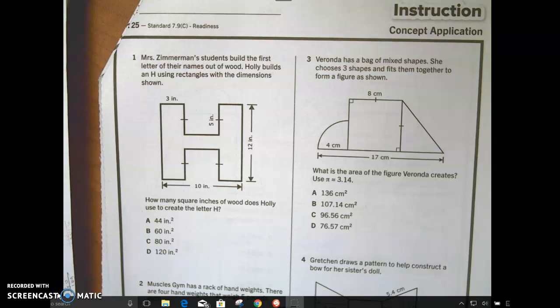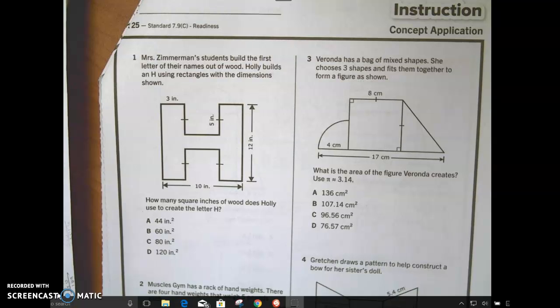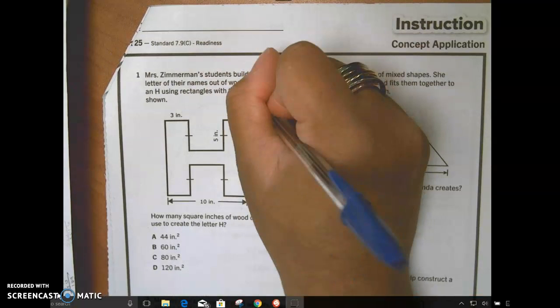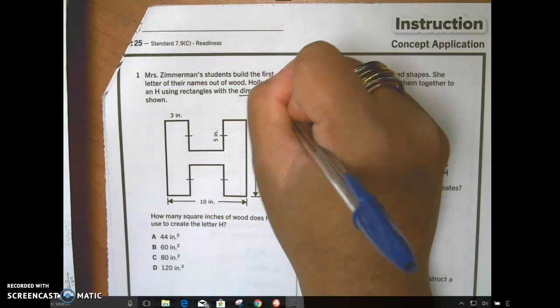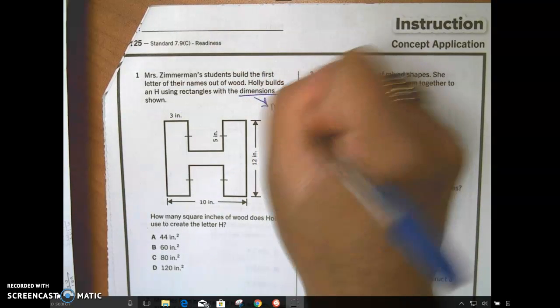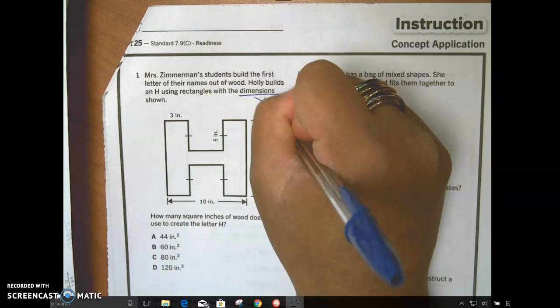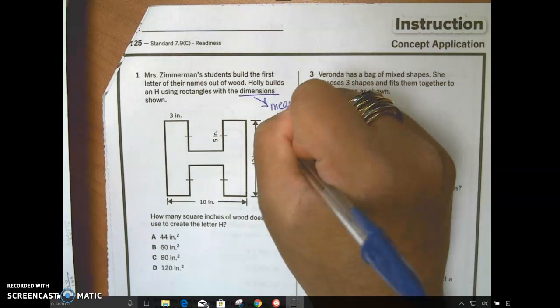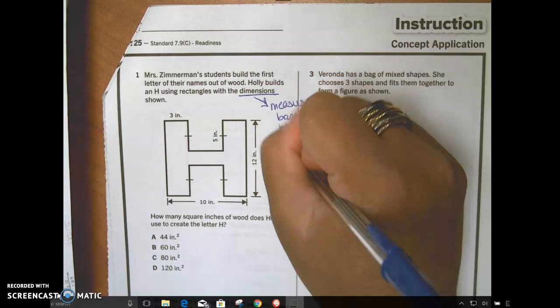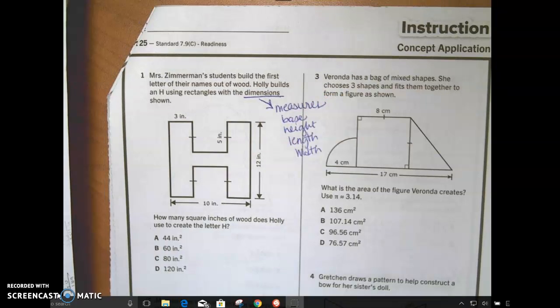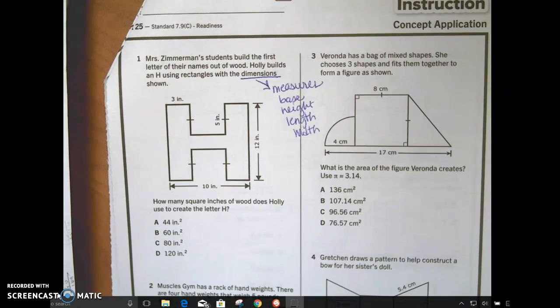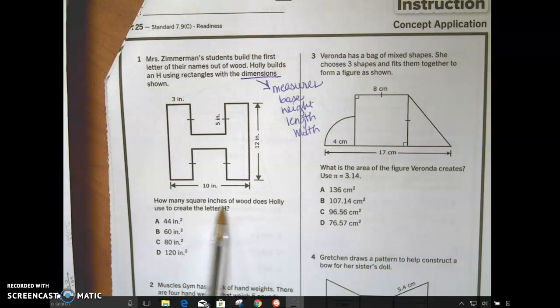Zimmerman students build the first letter of their names out of wood. Holly builds an H using rectangles with the dimensions shown. Dimensions are measurements. Length, width, height. Base, height, length, width. Okay? Those are dimensions. Now, she has an H here. How many square inches of wood does Holly need to create the letter H?